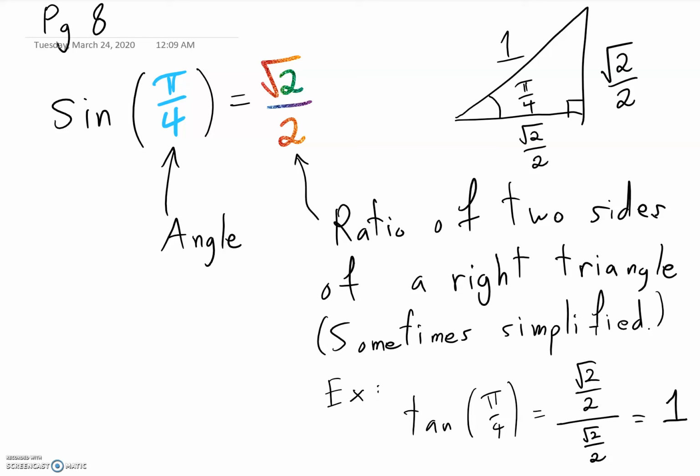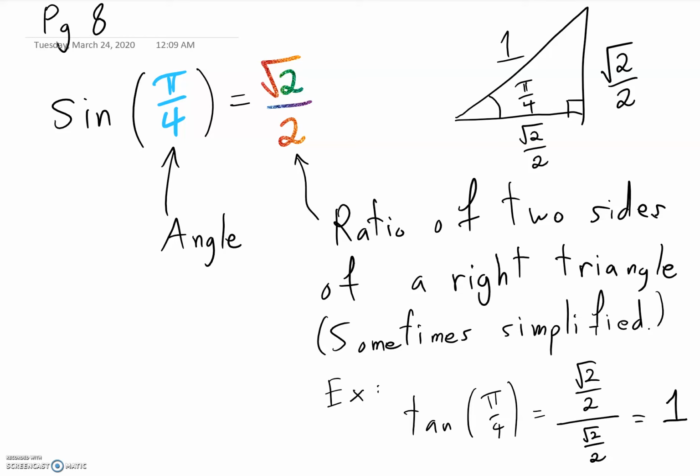Another example would be tangent of pi over 4. Tangent of pi over 4 is opposite over adjacent. Look at that right triangle. You have root 2 over 2 divided by root 2 over 2, which simplifies to 1. So once again, with my trig functions, I plug in an angle. My output is a ratio of two sides of a right triangle. Which two sides those are is dependent upon the trig function.